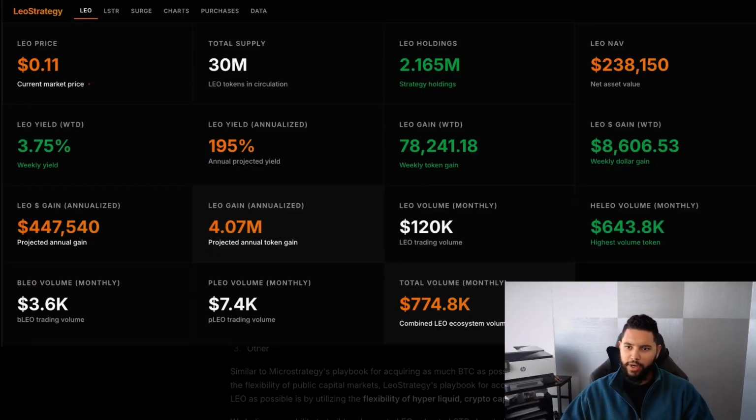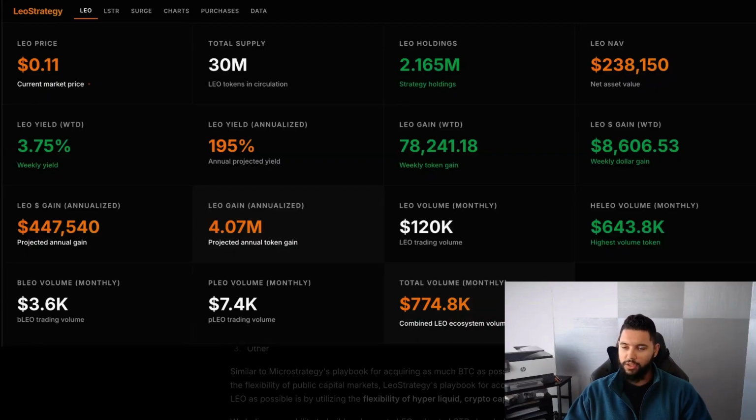It's got the LEO price, which is 11 cents right now. It's got the total supply of LEO, which is 30 million. It's actually a little bit less than 30 million because of the burns. I'm assuming that once this is live, it'll be tracking the current supply of LEO, which is trackable through Arbitrum, where you can see if there have been burns, which are obviously happening every day.